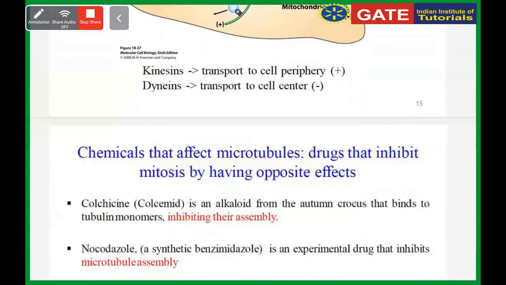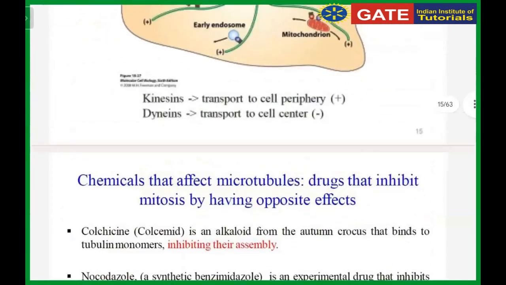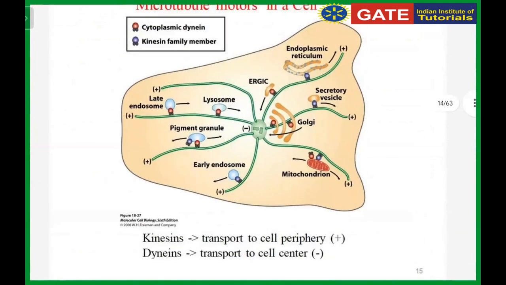Kinesin transports substances towards the cell periphery, meaning towards the plus end of the microtubule. Dynein transports substances towards the minus end of the microtubule, meaning the cell center. Ma'am, is that the nucleus? No, it is just the center. Near the nucleus, the centrosome is present. For understanding purposes, they have drawn it like this.